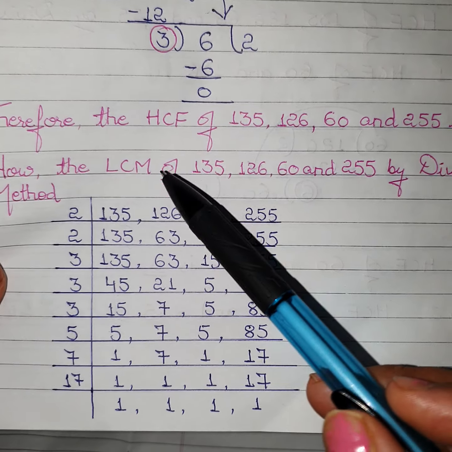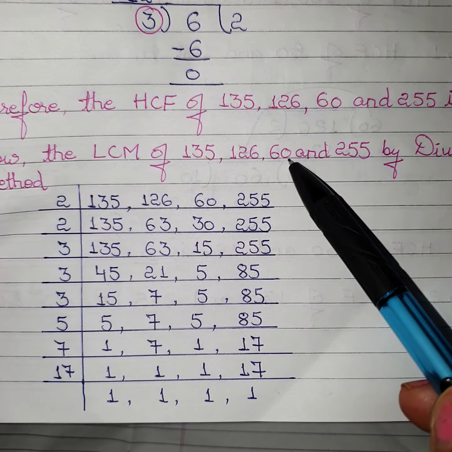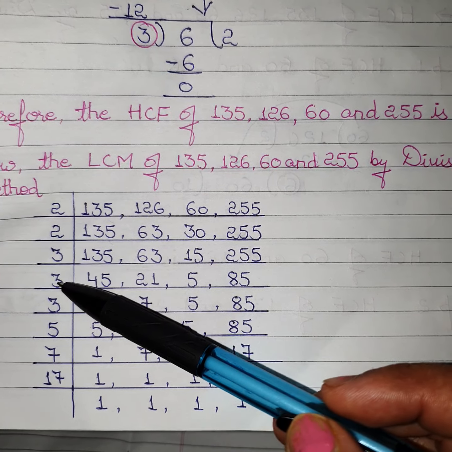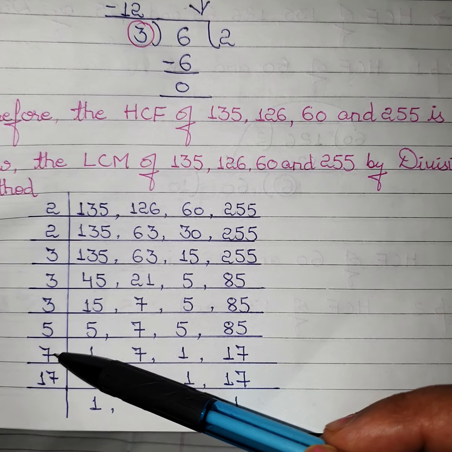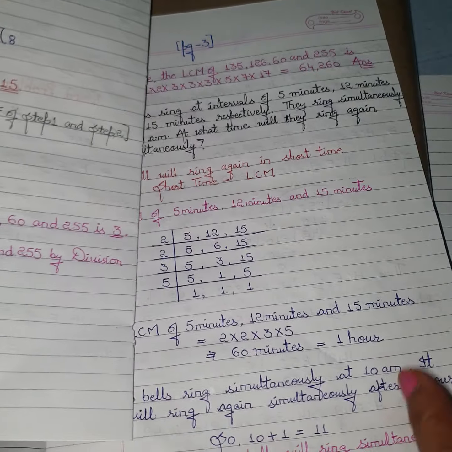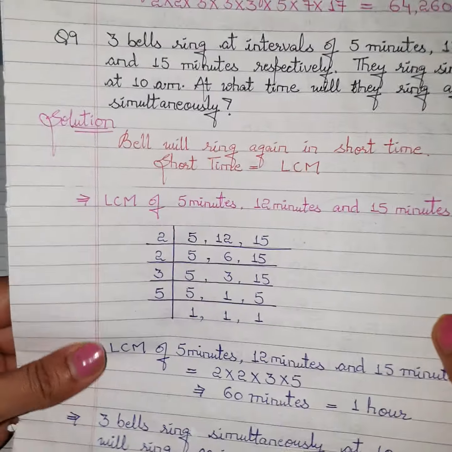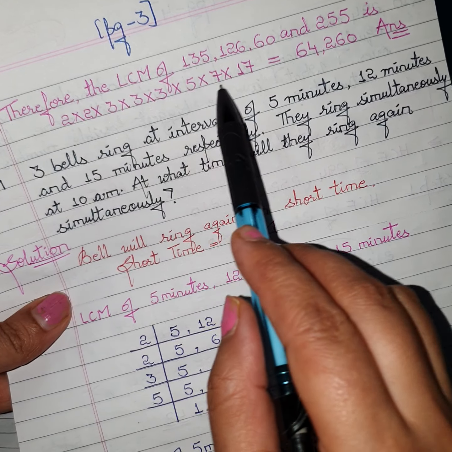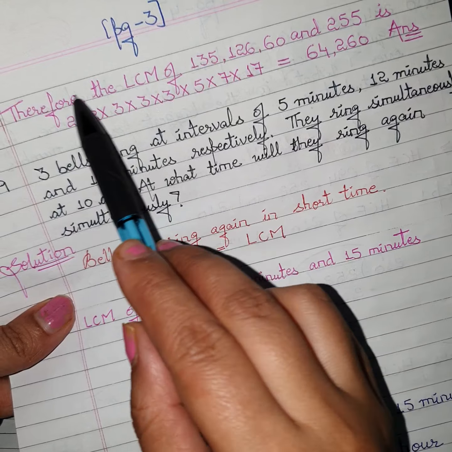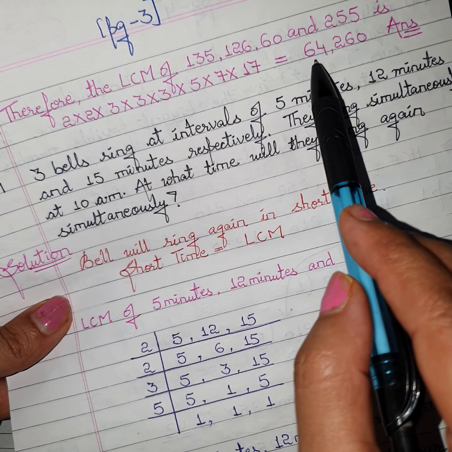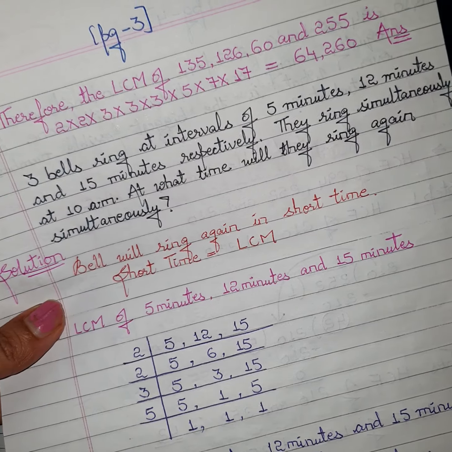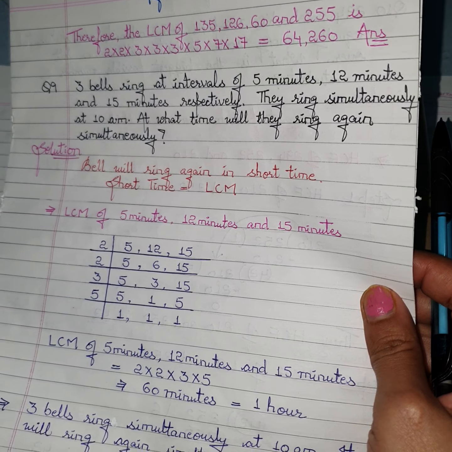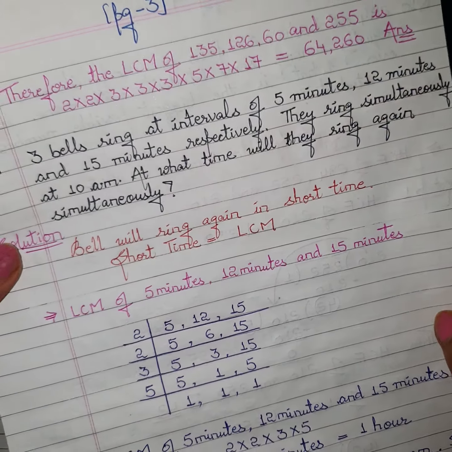Okay. So the LCM of 135, 126, 60 and 255 is 2 into 2 into 3 into 3 into 3 into 5 into 7 into 17. You can see here I have written the LCM of 135, 126, 60 and 255, which is what I have read right now. Then you have to multiply all these numbers and you will get your answer, 64,260. Okay students, so this is your LCM and HCF related to question number 8.